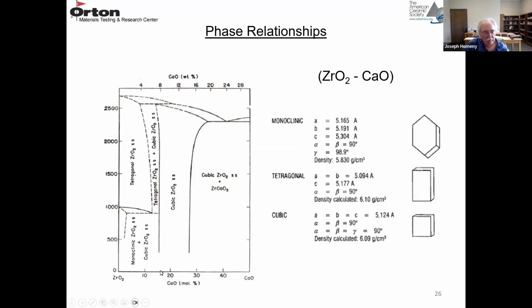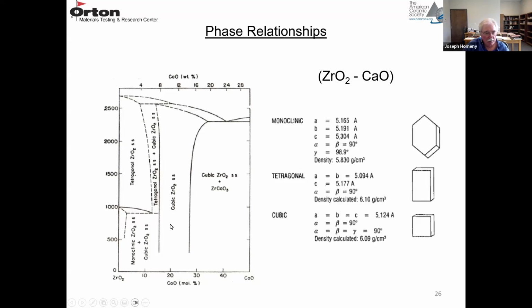So if you look at the phase diagram, this is on the left-hand side, 100% zirconia. And on the right-hand side, it goes up to about 50% CaO or lime. That's in mole percent. On the bottom here, on the top, it's in weight percent CaO. It goes up to about, say, 30% CaO. So what you do is you add enough CaO to get over here into this cubic ZrO2 phase field.